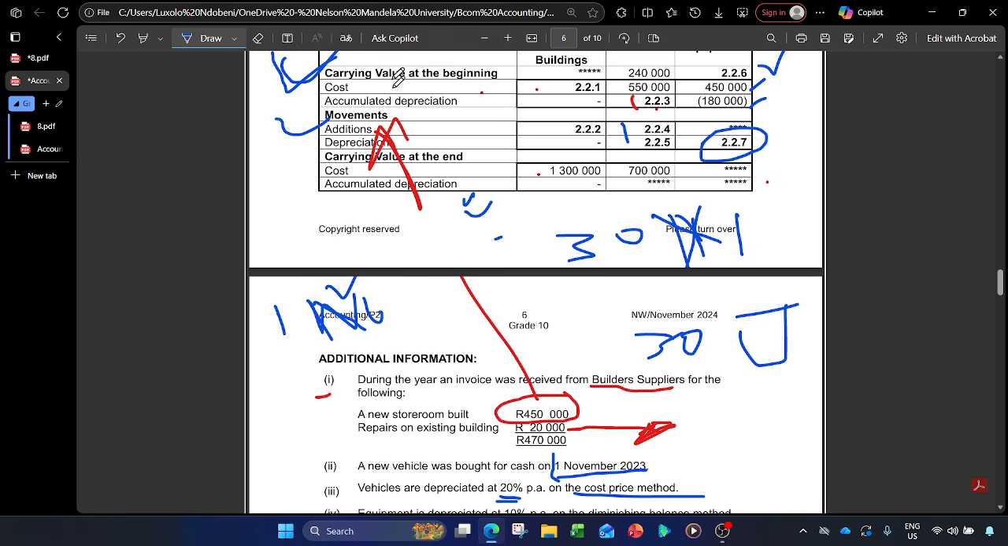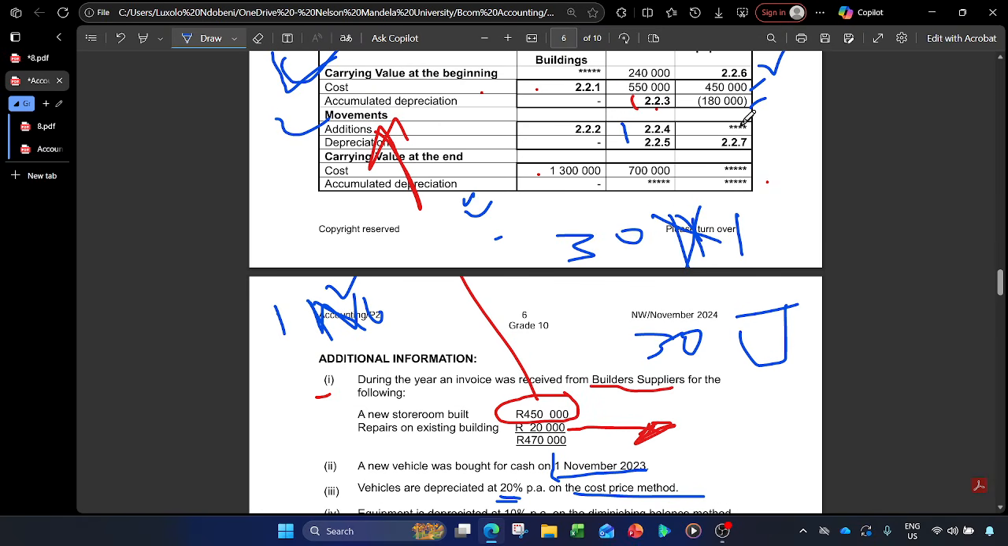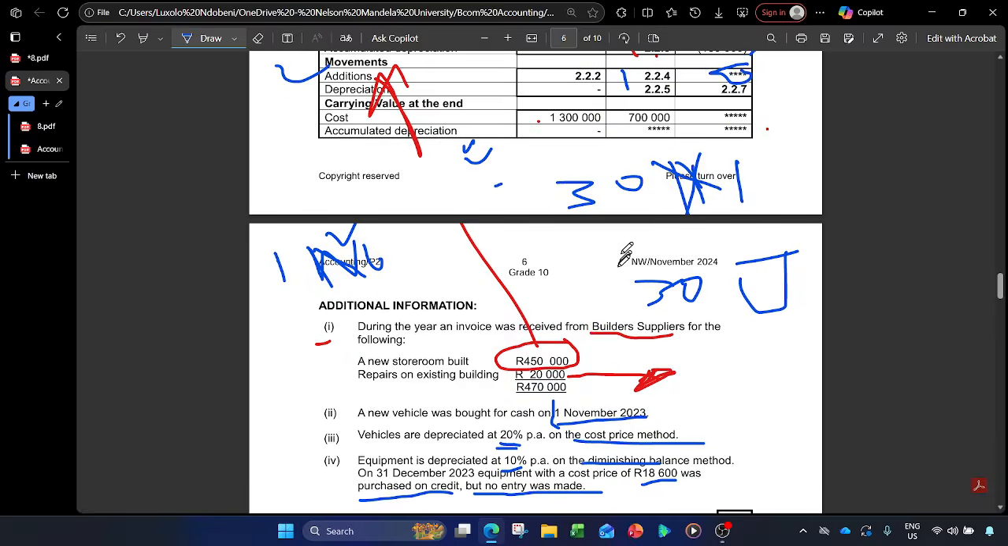No additional. What is it? Additional equipment bought during the year, so that we know that we calculate depreciation for the new vehicle and the old vehicle, right? So where is it? They're saying that on 31st of December 2023, equipment with a cost of 18,600 was purchased on credit, but no entry was made. The reason they say no entry was made is that here there is no additional asset written. That's why they have those 3 stars.